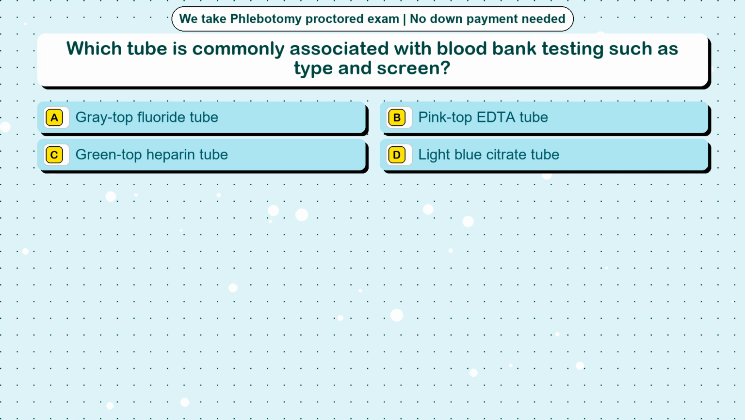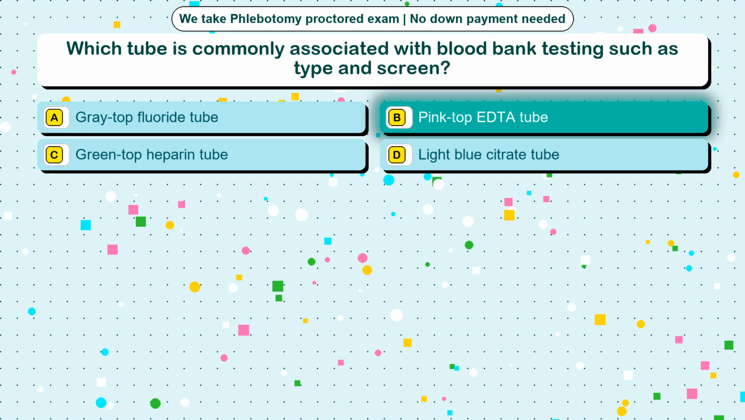Question 73. Which tube is commonly associated with blood bank testing such as type and screen? Option A. Gray top fluoride tube. Option B. Pink top EDTA tube. Option C. Green top heparin tube. Option D. Light blue citrate tube.